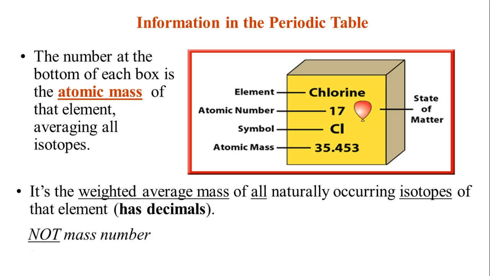So the atomic mass is actually the weighted average mass of all the naturally occurring isotopes of that element that we know of, right? So it has decimals. It is not the mass number. So this is an average of all the isotopes of chlorine, for example. Now, let's look at that for our magnesium that we were just looking at a minute ago.